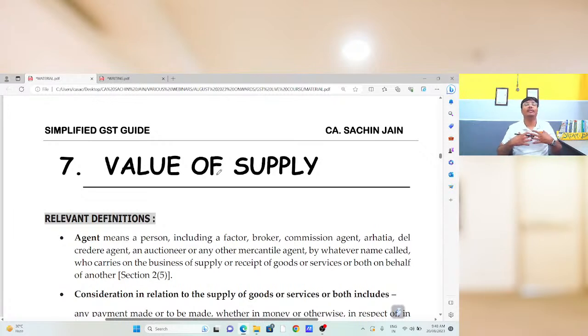I am not saying that you should not check these things. You must check these things, but along with that you need to know the concept of time of supply. You need to check the things related to time of supply, the things related to value of supply, and the things related to place of supply.